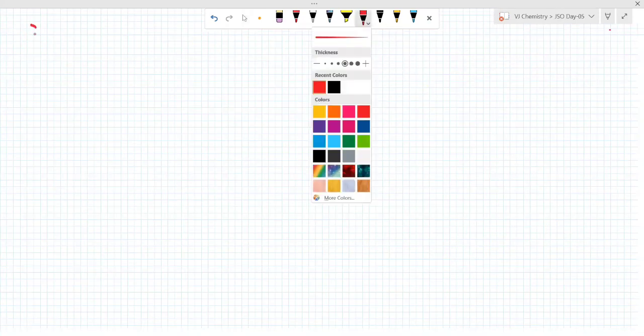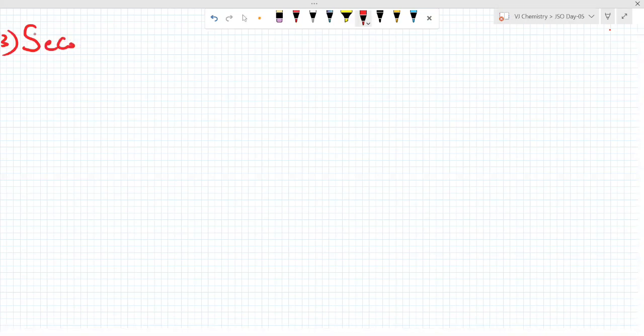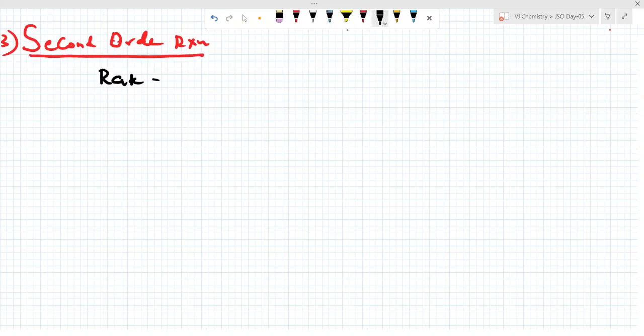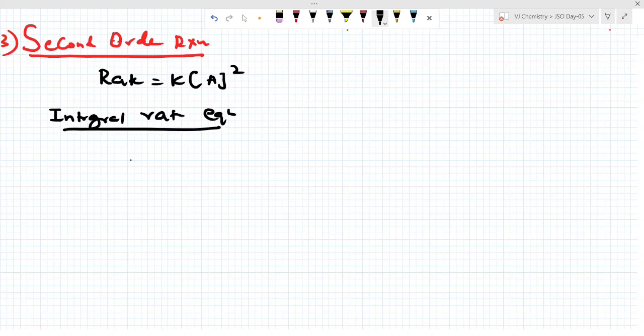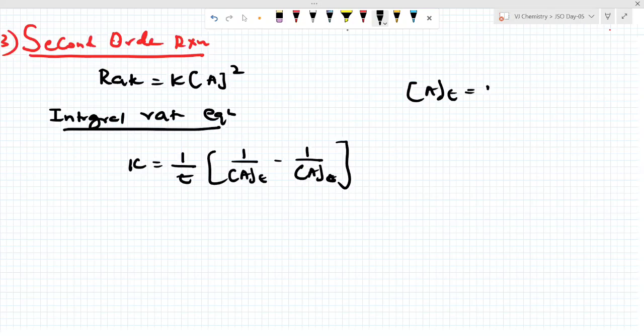Second order reaction. Third one, second order reaction. Now how to write the rate expression? The rate is equal to rate constant times A power 2, right? Now what is the formula? The integrated rate law: K is equal to 1 by T, times 1 by At minus 1 by A0. What is At? We can represent it as A minus X. What is A0? Initial concentration.